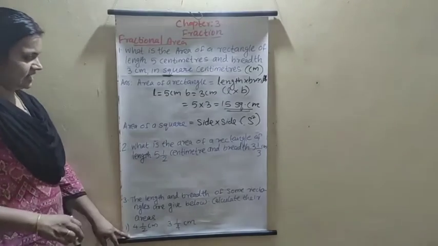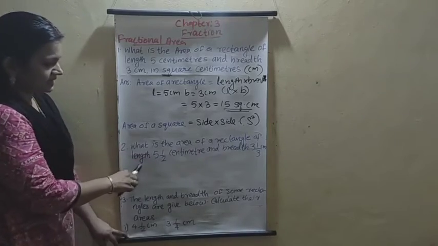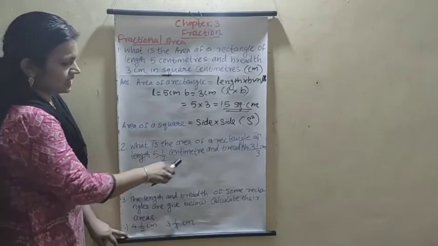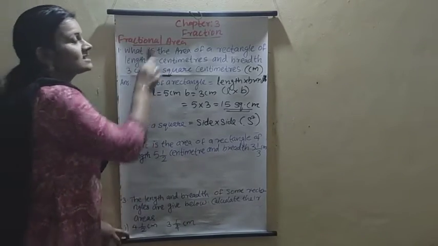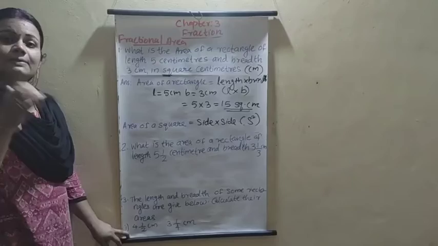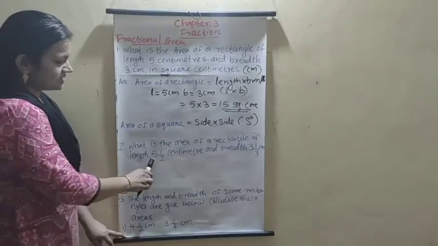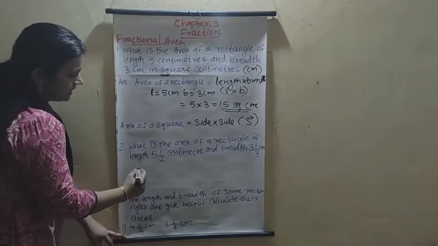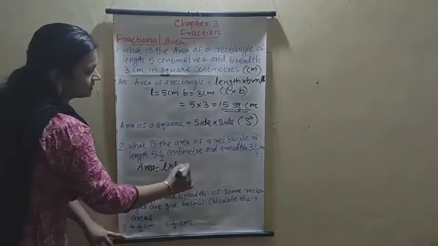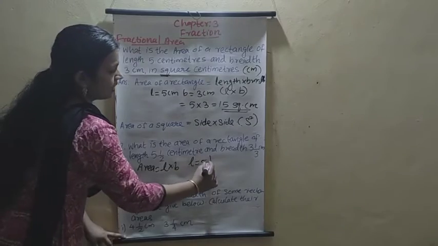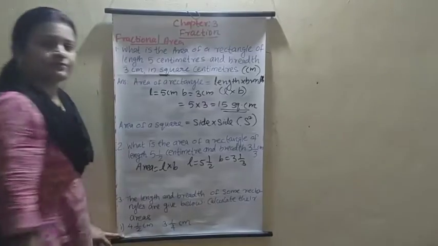Then what is the next question? What is the area of a rectangle of length 5 1/2 centimeters and breadth 3 1/3? We are studying the fractional area, so the problem has fraction numbers. Understood? Then length is equal to 5 1/2. Then area is equal to what? Area is equal to length into breadth. L is equal to 5 1/2. Breadth is equal to 3 1/3. This is the mixed fraction.